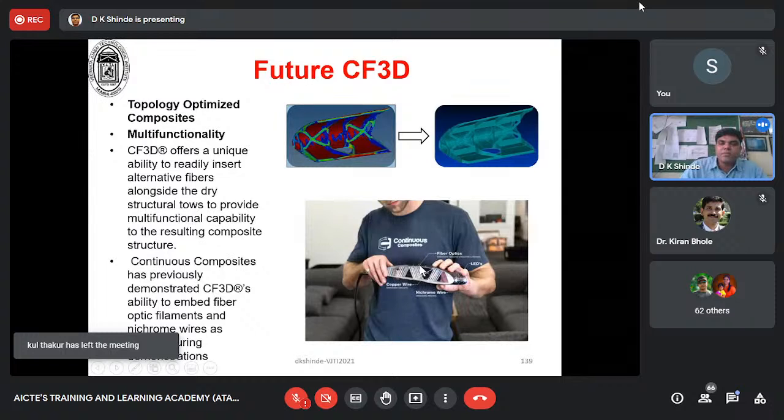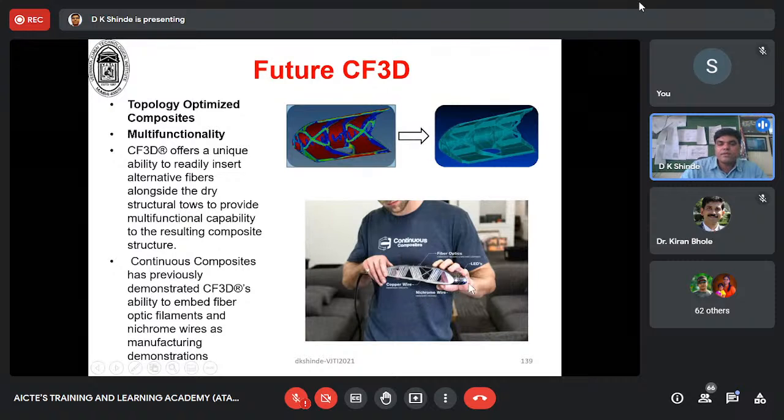Fiber optics has been kept over here. LED has been built during the manufacturing itself. These are the copper wires, which are also passed through while 3D printing. Then nickel and nichrome wires also pass through the printing of this kind of wing. So this is the aerofoil, 3D printed with internal metal structure support.